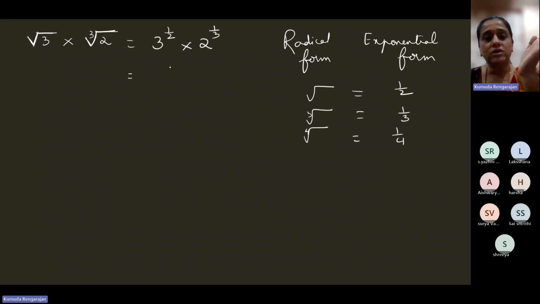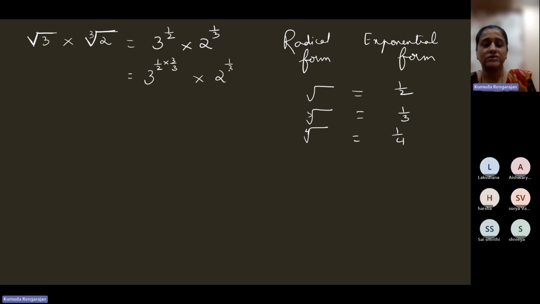So now look at the powers 1 by 2, 1 by 3. They have different denominators, right? We'll have to bring them to the same denominator. So what's the LCM of 2 and 3? 6. So you need to bring this fraction 1 by 2 to denominator 6. So you'll have to multiply and divide by 3. Write an equivalent fraction into 2 to the power 1 by 3 into 2 by 2. So that gives us 3 to the power 3 by 6 into 2 to the power 2 by 6.